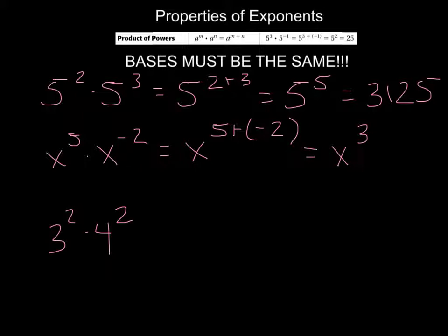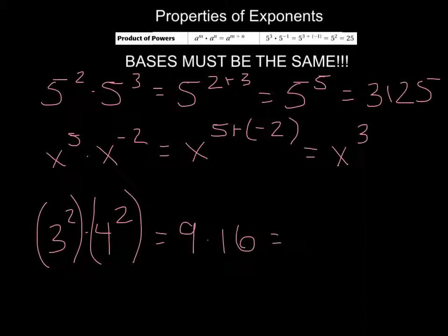What we can do is actually evaluate each of these terms separately. So 3 squared is 9, and 4 squared is 16. So we're not applying any actual properties here, but we still can evaluate what this answer is, and this gives us 144. So just keep your eyes peeled for what these bases are, and we cannot apply this property if our bases are different.